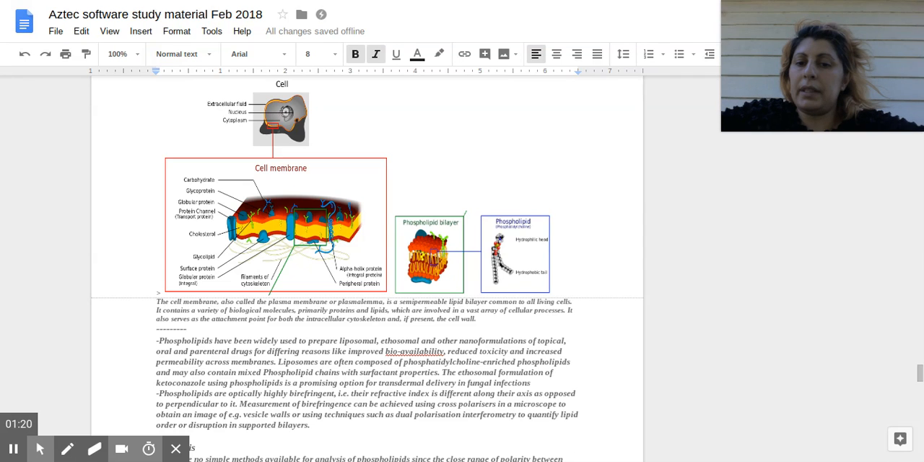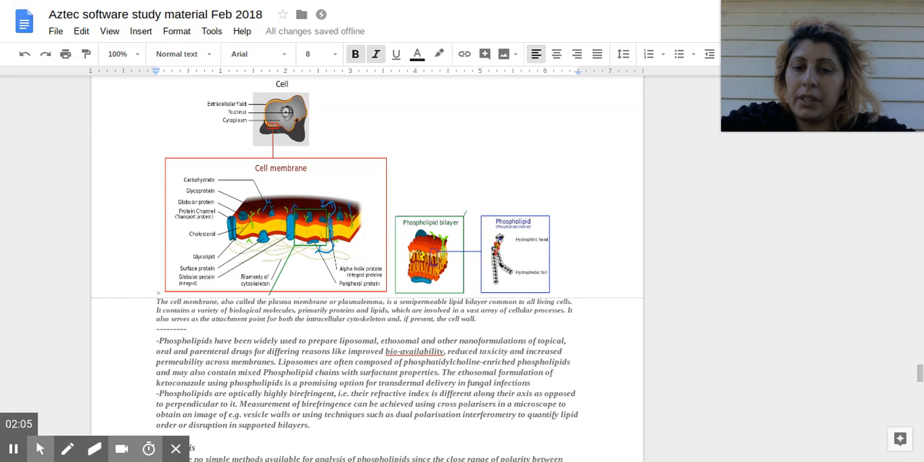Phospholipids have been widely used in experiments to prepare liposomal and other nano formulations of topical, oral, and parenteral drugs for different reasons like improved bioavailability, reduced toxicity, increased permeability across membranes. So these can be synthesized for enhancing the function of cells.